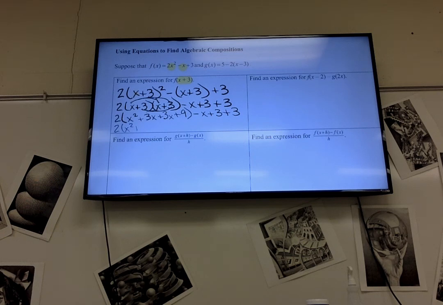I'm so going to run out of room. Oops. Right here, that minus x plus 3, I have to distribute that minus sign. So it's minus x minus 3. I just dropped those parentheses. Can't do that. All right, and I'm running out of room. I'm going to add a page here.